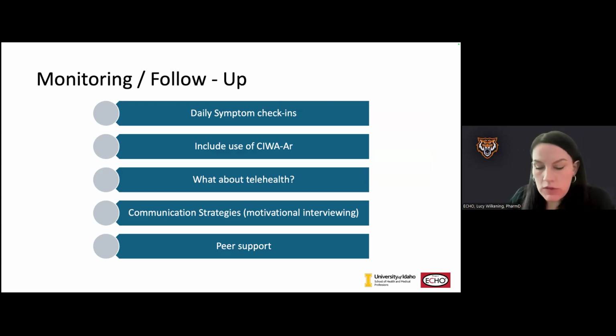Monitoring and follow-up. So again, we want to be doing daily symptom check-ins. It is reasonable, based on the clinical picture, to incorporate things like telehealth. That is something that is supported by ASAM, depending on the right clinical picture, or having a patient come into clinic to do check-ins. It's important to include the use of a CWA, or some other evidence-based withdrawal scale as a component of your exam.